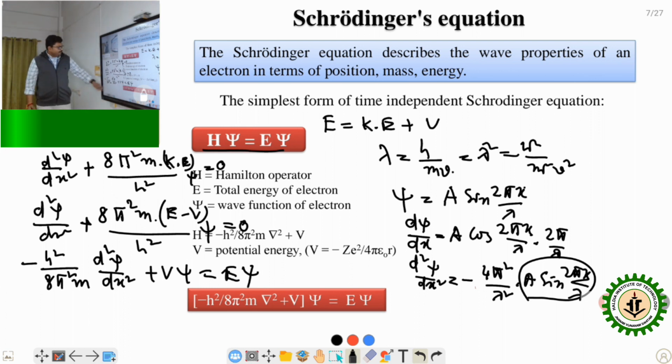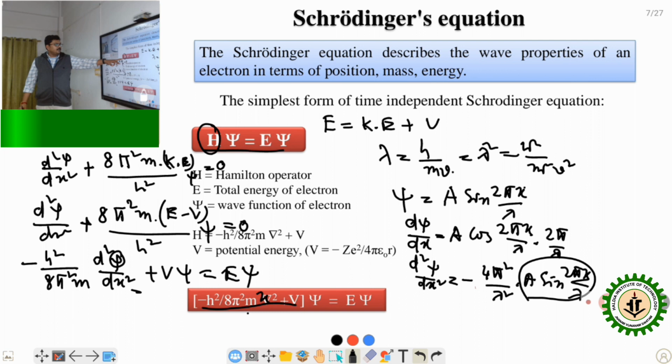Now look, if I compare this expression with this Hψ is equal to Eψ, I have this Eψ here, and if I take the common ψ, this particular term will be there: minus h²/8π²m. Instead of grad square, I can write here d²/dx², plus V ψ. So this part is nothing but this H.